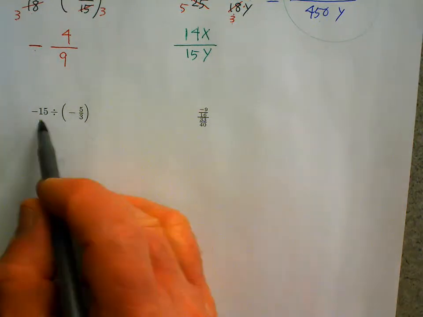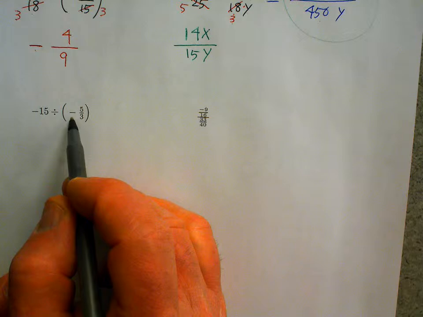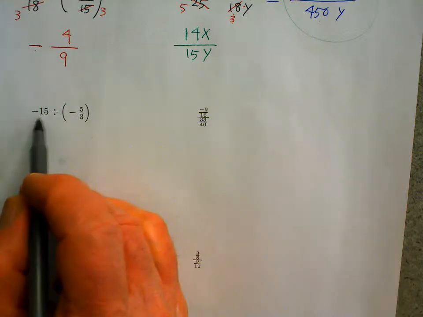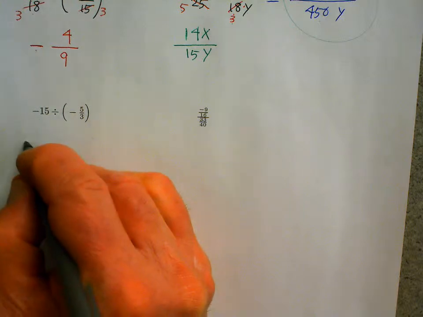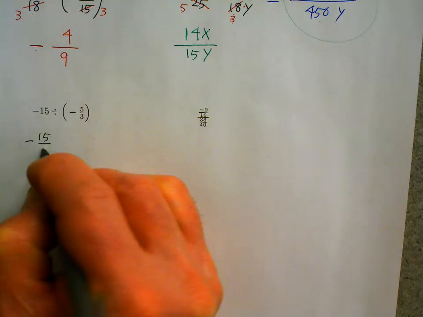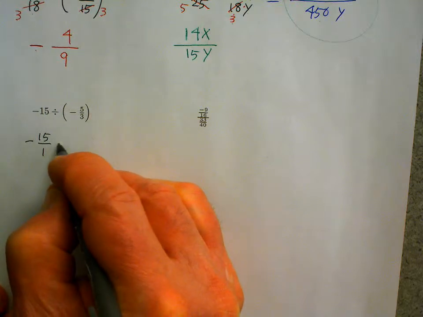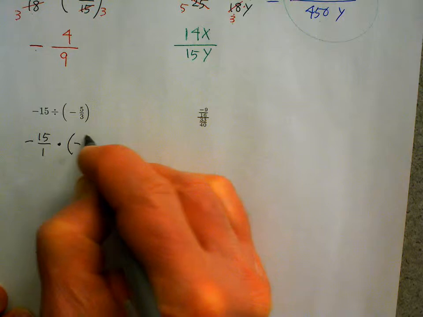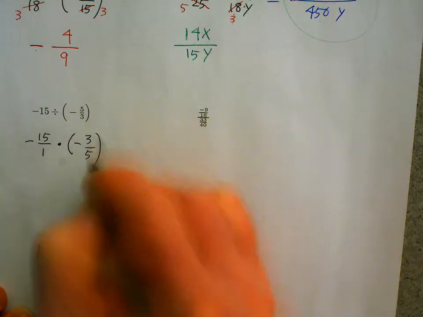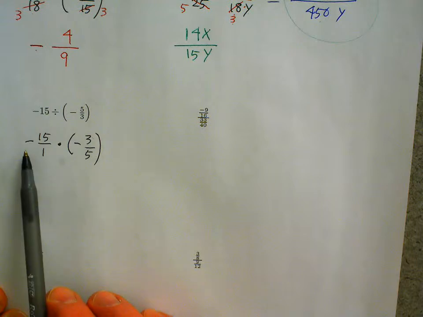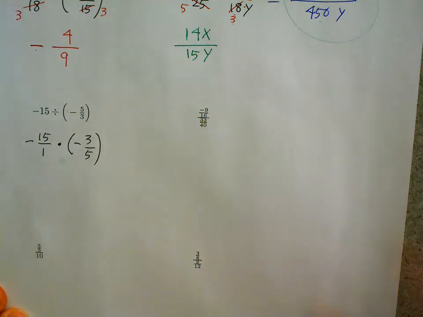So this one, negative 15 divided by negative 5/3. If it helps, you can think of negative 15 as negative 15 over 1, and then convert from division to multiplication. So we multiply by -3/5. And I'll leave the rest of that for you to do. Now you're just multiplying two fractions. But remember that a negative times a negative is a positive.